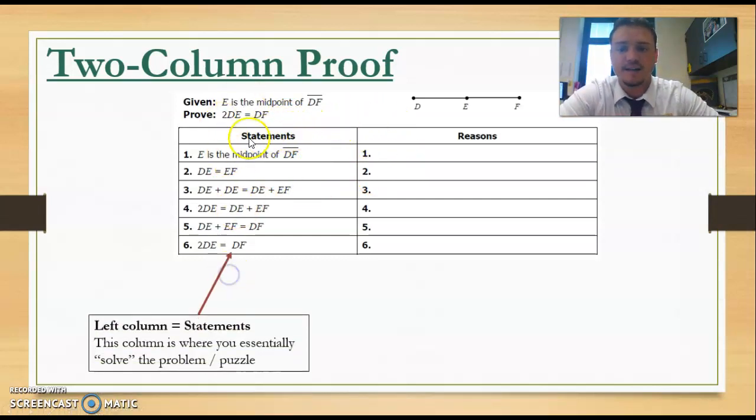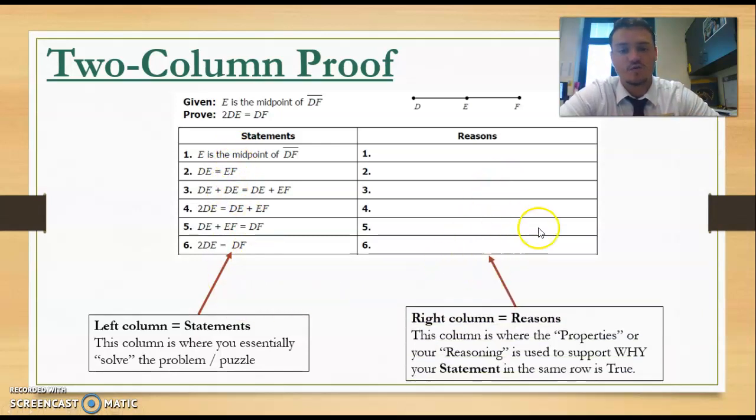The left side of a 2-column proof is just where your statements go. So this is where you essentially solve the puzzle or solve the problem out. So we're given this information and this is what we're trying to prove. Whatever we're trying to prove should always be the last statement, because that's our end goal. Left side is working the problem out. Right side is where all the reasonings go. So this is where those properties, reasonings that you're going to use to support your statement are shown in the same row. And we're going to talk about that here.